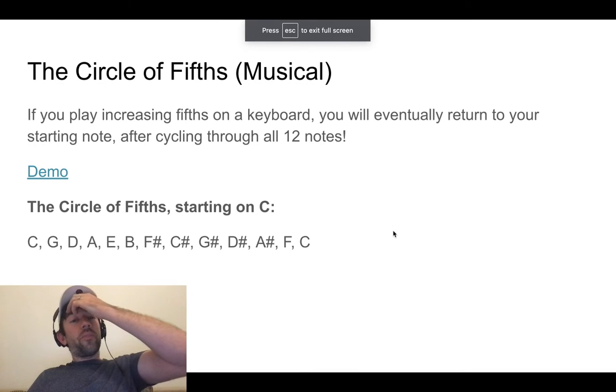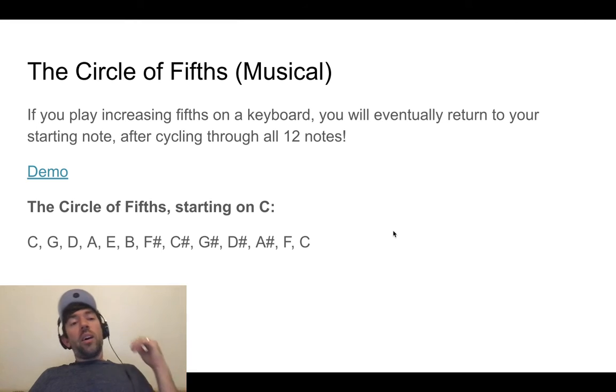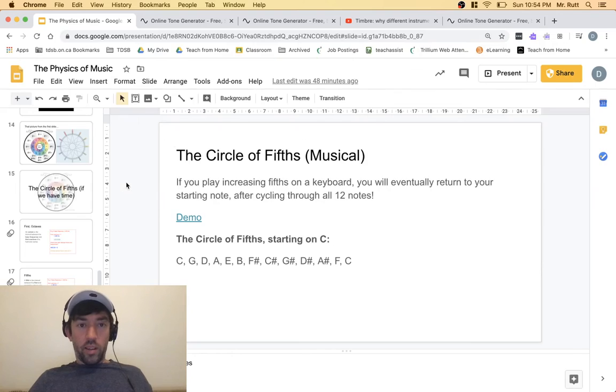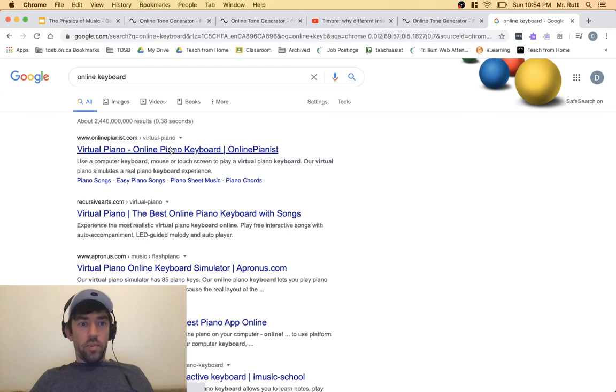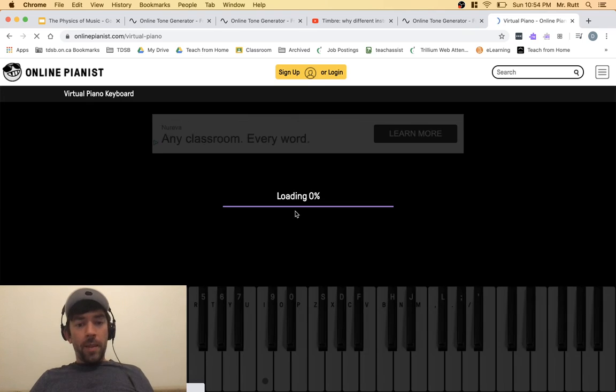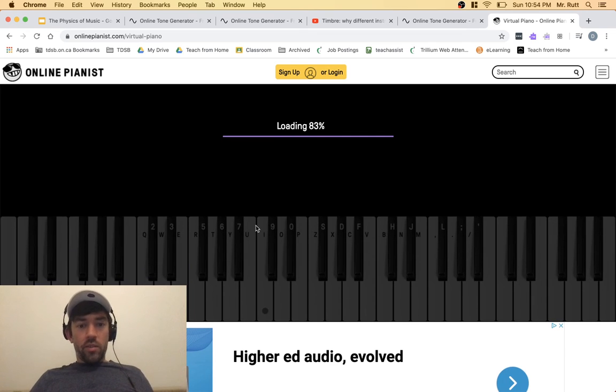So the circle of fifths. So here's the thing. If you go to a keyboard and you start playing fifths, you are eventually going to get back to your starting note after you cycle through all 12 notes on the keyboard. And if you do happen to have a keyboard, actually I can probably find one online. So let's just go online keyboard. Yeah, virtual piano. This should work. So if I start down, if it ever loads, loading, 0%. Oh, there we go.